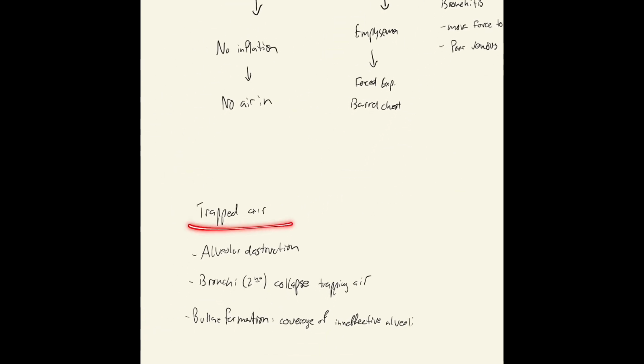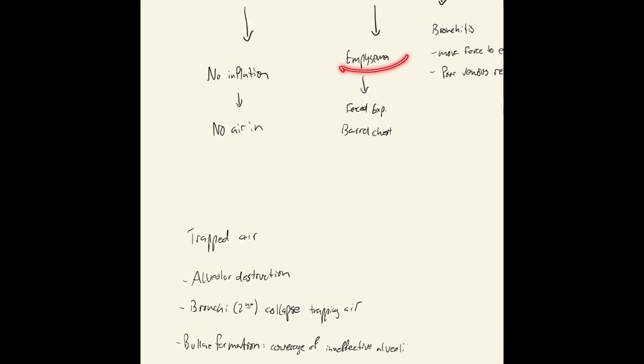And when you trap the air from emphysema, you'll start to have alveolar destruction. This happens when the secondary bronchi in your lungs start collapsing and they trap the air inside. And you start to get bullae formation, which is the coverage of infected alveoli, and they can then no longer participate in gas exchange. And so emphysema is very dangerous because you'll basically lose the ability to exchange CO2 for oxygen and keep your body healthy.